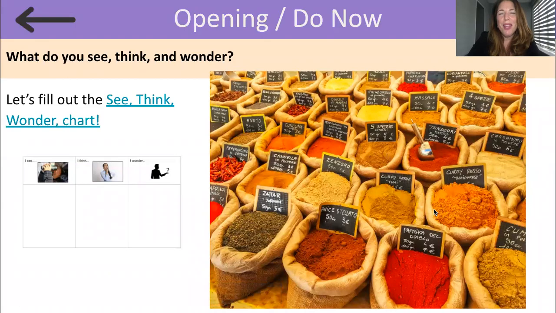Hi, readers. Today we are going to read a new article, and I'm also going to introduce a new focus word for this week. Before I do that, I want you to take a close look at this photograph, and I want you to think about what you see when you look in this photograph. And I want you to also be thinking about what you think. And I want you to think about what are you wondering as you look at this photograph.